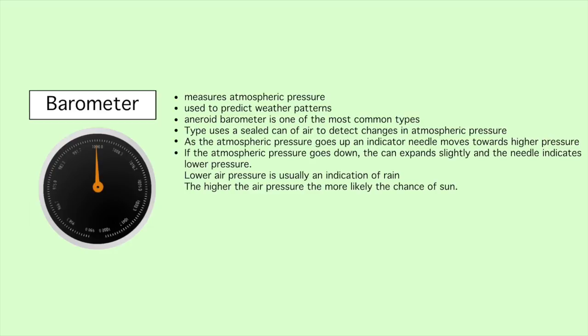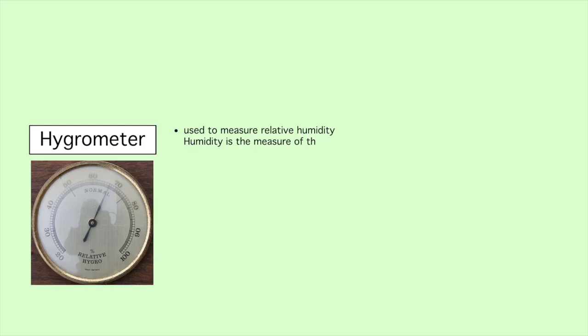Air pressure is a reliable weather predictor. Lower air pressure is usually an indication of rain. Likewise, the higher the air pressure, the more likely the chance of sun. Next, we have the hygrometer.